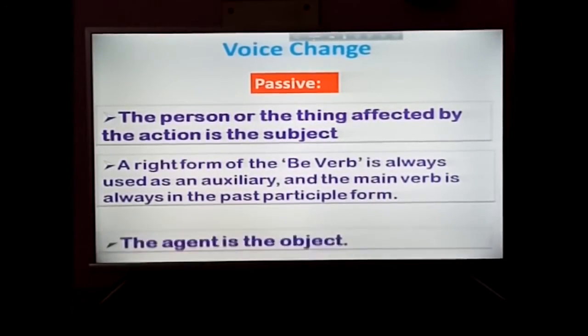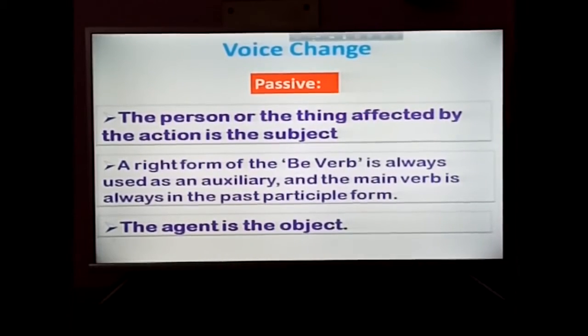Right, the last but not the least important characteristic of a passive sentence is that the agent is used as the object. The agent, which is the subject of an active sentence, is used as the object in a passive sentence. So, dear students, you see that the object of a passive sentence does the action. It is not the subject of a passive sentence that does the action of the verb.